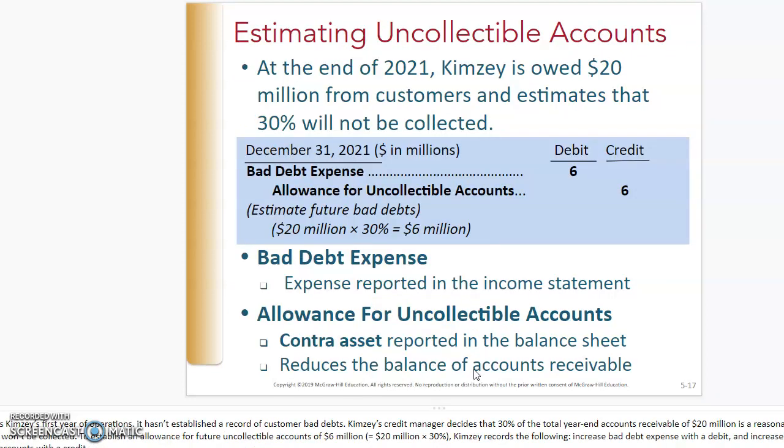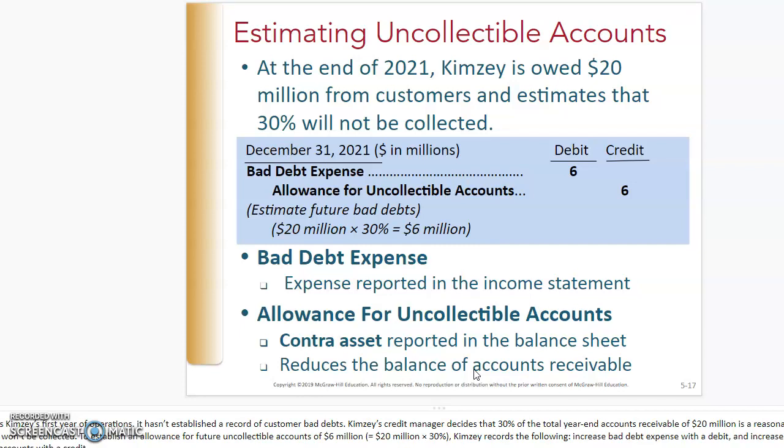Example here, a company is owed 20 million. They determine that 30% will not be collected. Now that's pretty high, but it makes for an easy example here. So 30% of the 20 million is 6 million. So we record that amount as bad debt expense. Expense goes up with a debit, and the allowance for uncollectible accounts is a credit balance account, so it goes up with a credit.